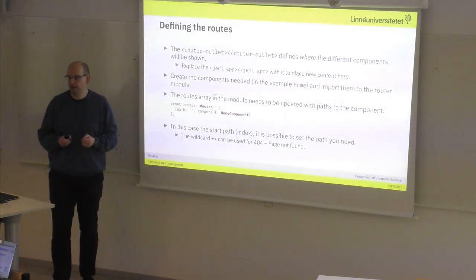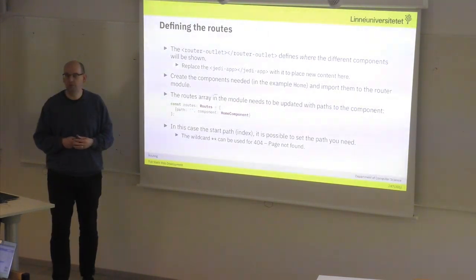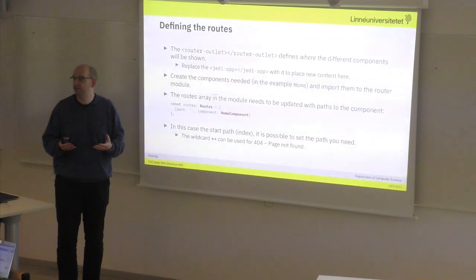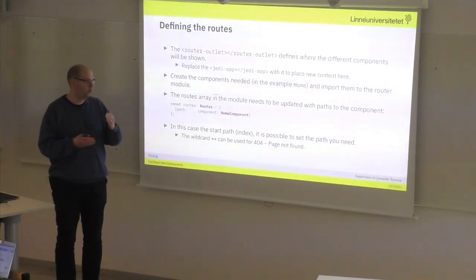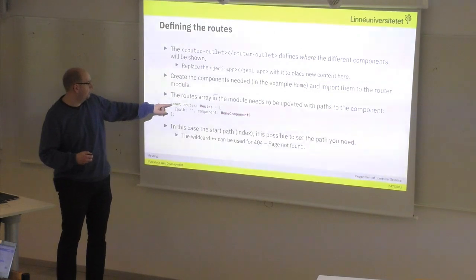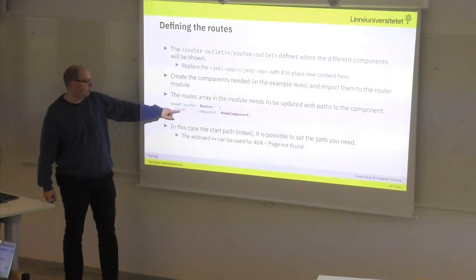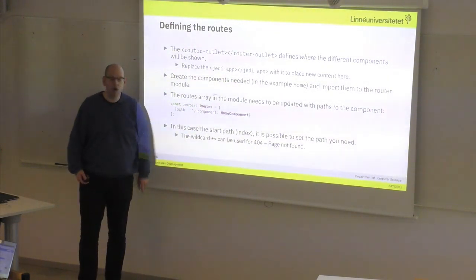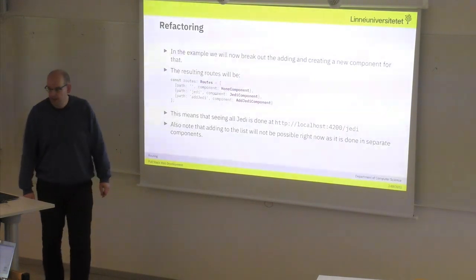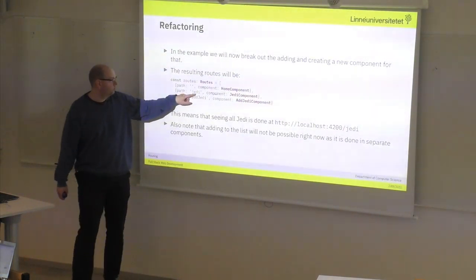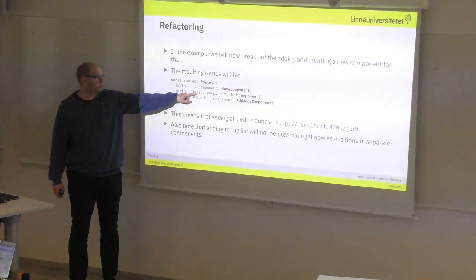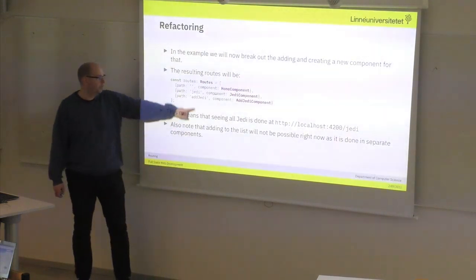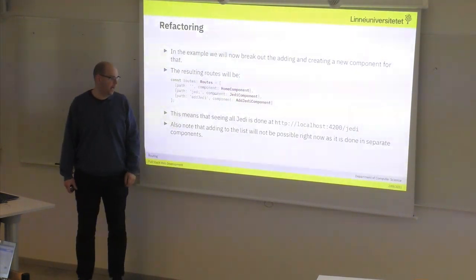So we need to do some refactoring. We create a new component that we call the home component, and we make it the root path by saying, in the routes array, that we have a path of nothing, which means the root or the index, should go to the home component. And the Jedi component we get to by going to Jedi, and we also create one new component called add Jedi component, and the path for that one will be add Jedi.